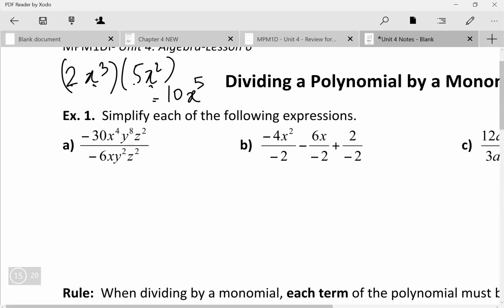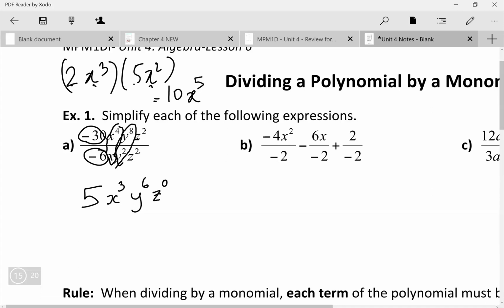And the same thing applies really for division. When you divide things, you divide the numbers, so negative 30 divided by negative 6 gives us a positive 5. Then you have x to the power of 4 divided by x. The division rule for exponents is 4 minus 1, which gives us x to the power of 3. y to the power of 8 divided by y to the power of 2 is y to the power of 6. And z to the power of 2 divided by z to the power of 2 is z to the power of 0.